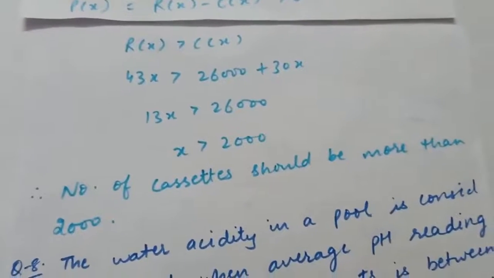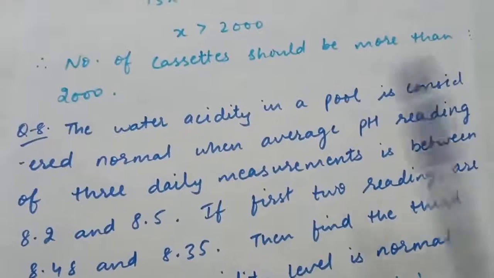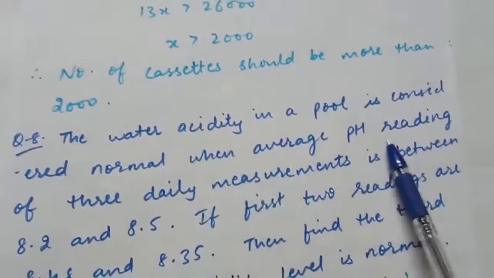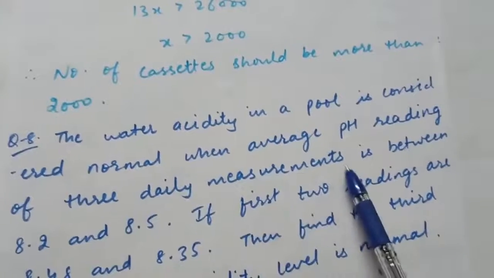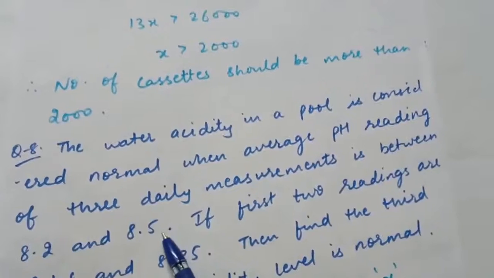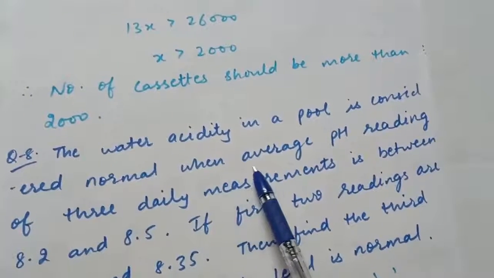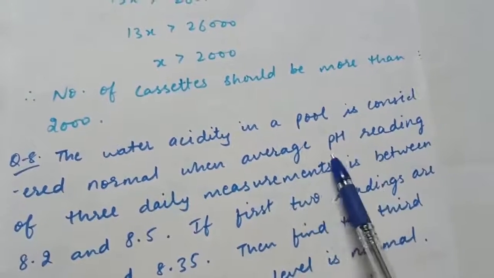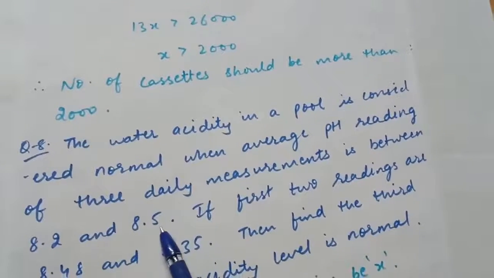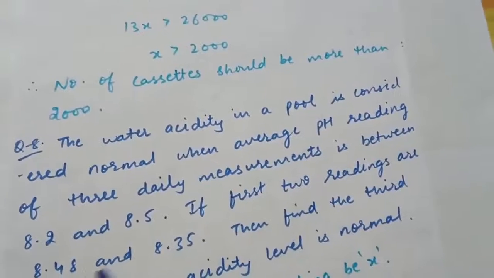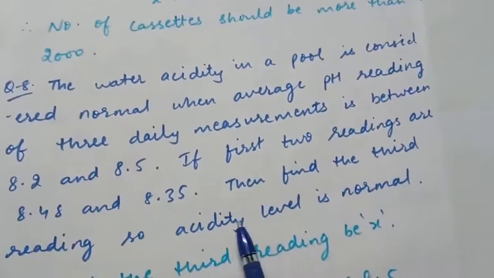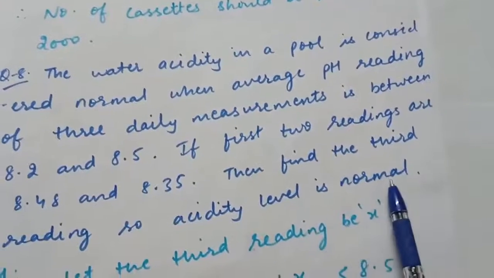Clear? Question number 8. The water acidity in a pool is considered normal when the average pH reading of 3 daily measurements is between 8.2 and 8.5. When the average pH reading of the 3 daily measurements is between these two values. Now first two readings are given. We have to find the third reading so the acidity level is normal.